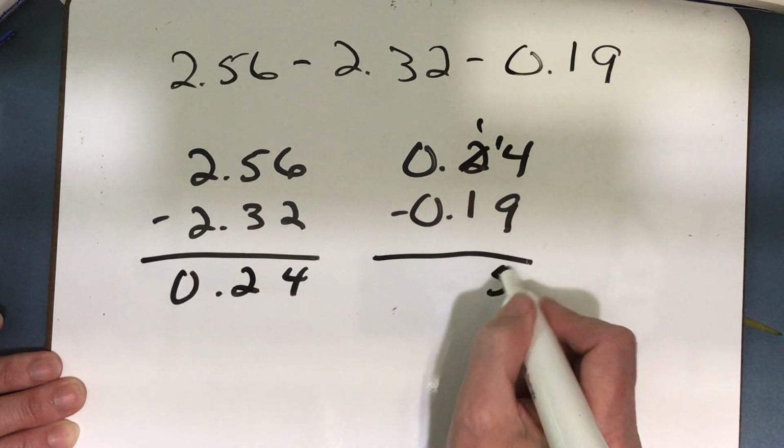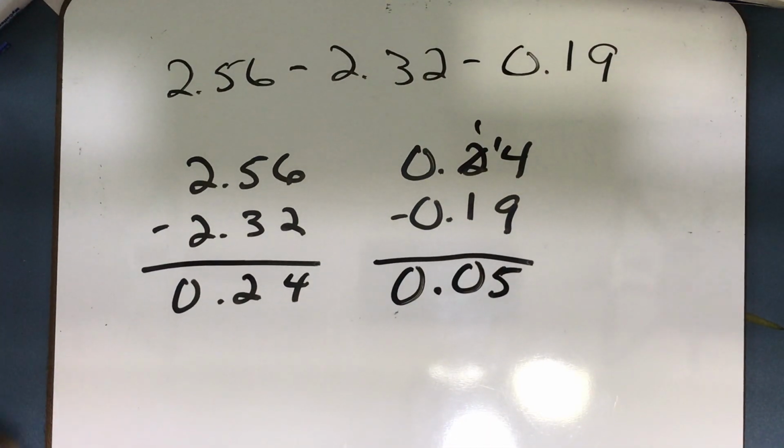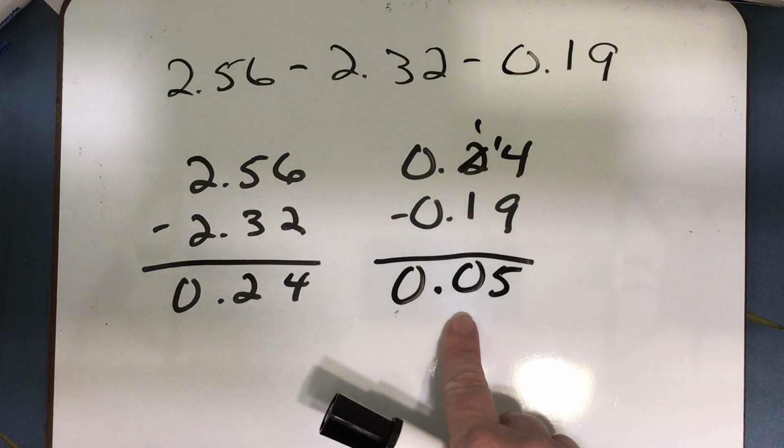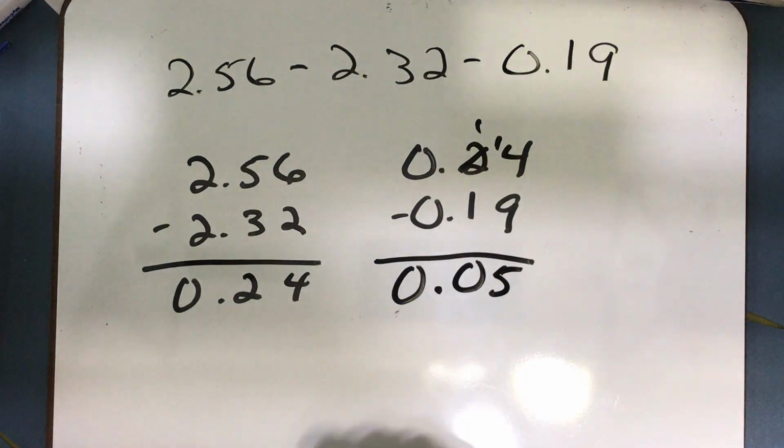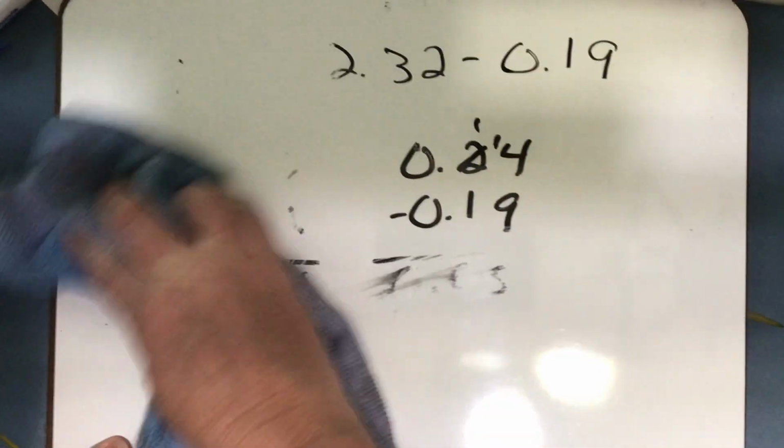14 minus 9 is 5. 1 minus 1 is 0. You have to put that 0 in the tenths place because the difference is 5 hundredths. So you have to make sure the 0 is there. All right, now I'm going to go on to number 12.